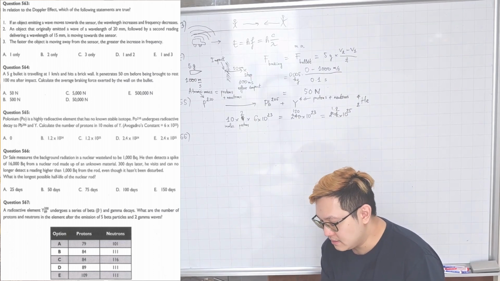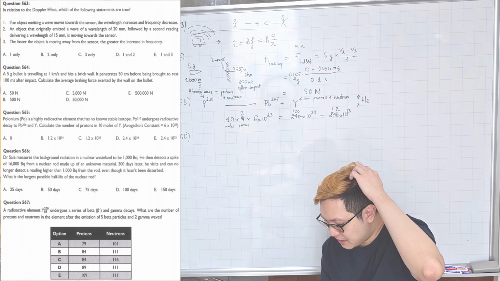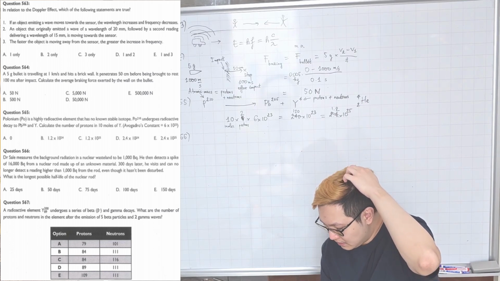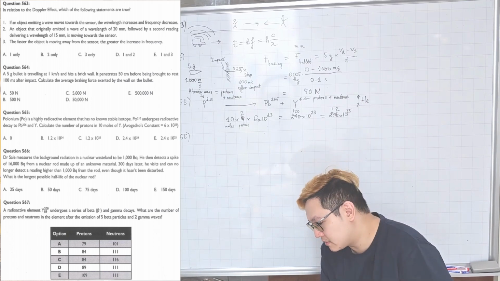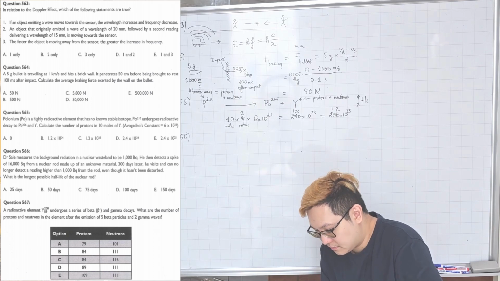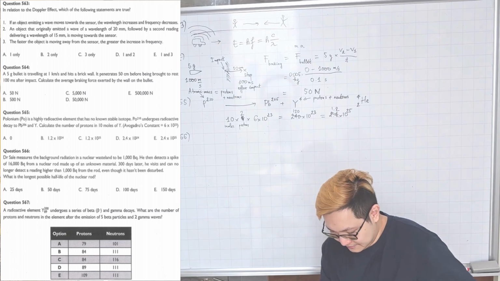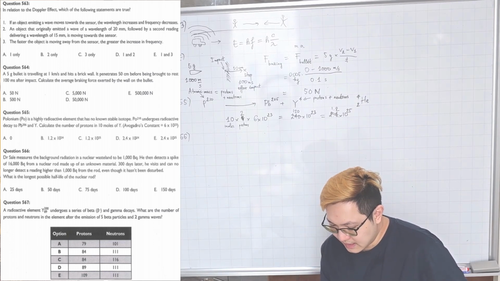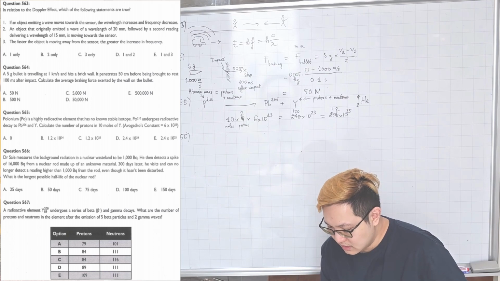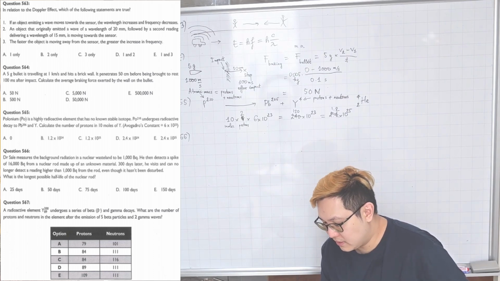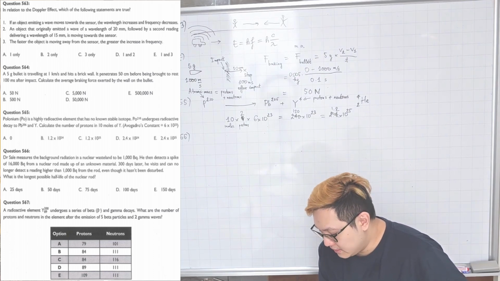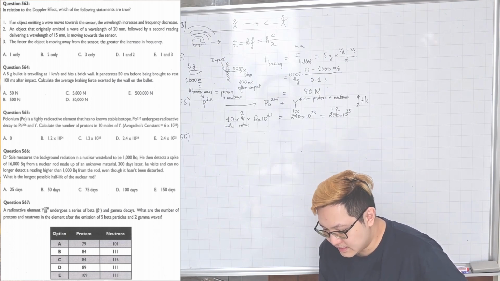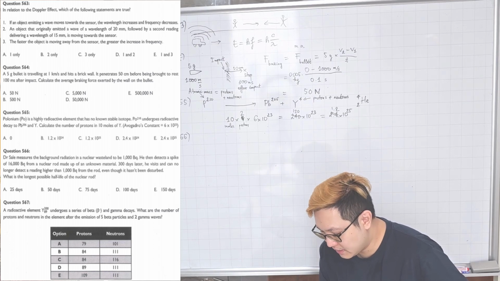Sau đó ông ta mới phát hiện ra một cái spike, là sự tăng lên rất nhanh chóng, 16.000 becquerel từ một cái thanh hạt nhân, giống trong lò phản ứng đó, được làm ra bởi một vật liệu không biết được là vật liệu gì. 300 days later, he visits and can no longer detect a reading higher than 1,000 becquerel from the rod, even though it hasn't been disturbed.